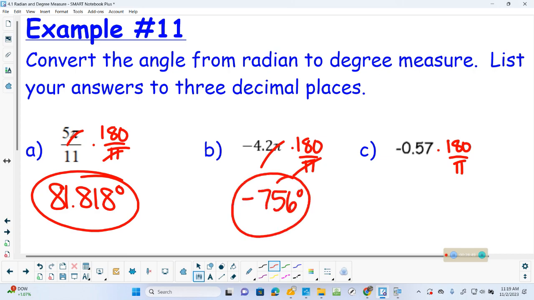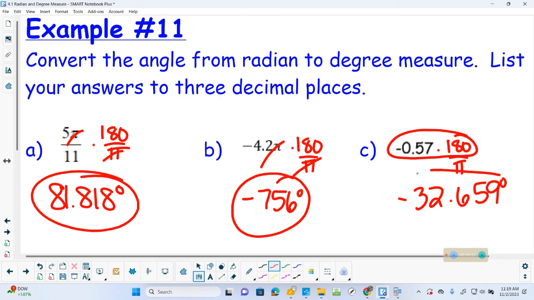Got it. Now don't let this intimidate you or throw you off your game because it doesn't have a pi on it. Remember, pi is just a decimal. So punch this in your calculator and hit divided by pi. Punch it in. I hear it, negative 32 point. Got it, agree. Any questions on that?